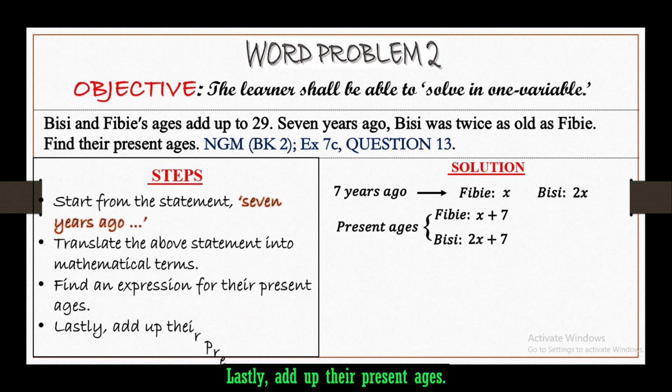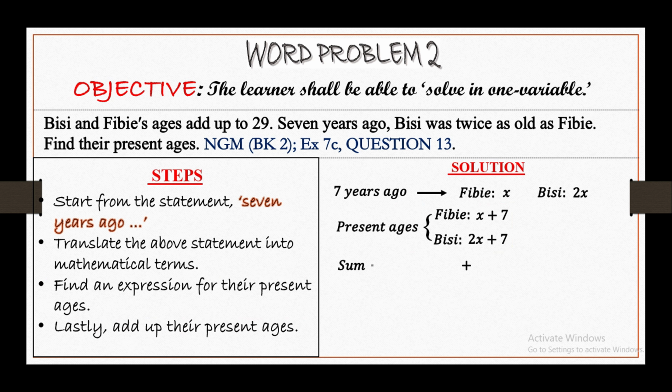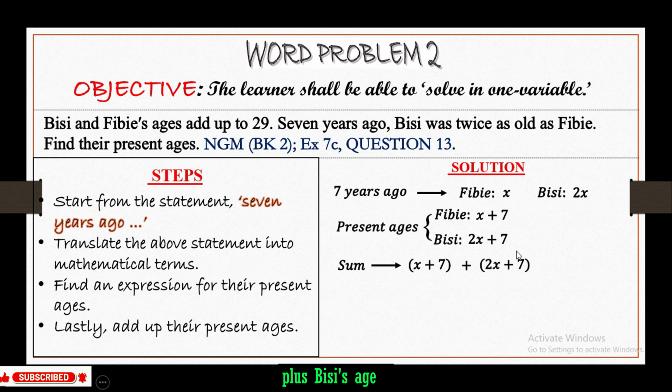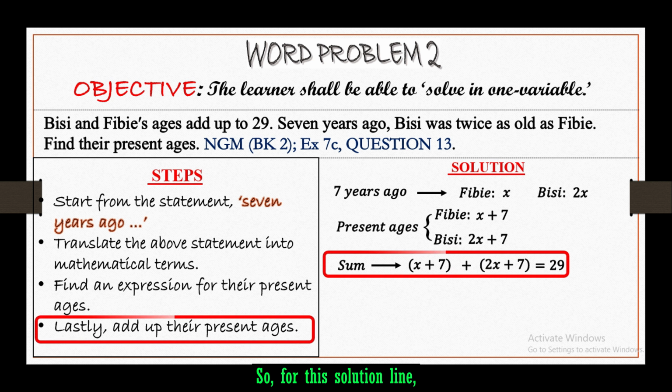Lastly, add up their present ages. That is, Phoebe's age plus BC's age equals 29. So, for this solution line, use the last step.